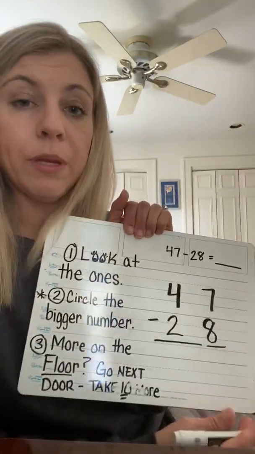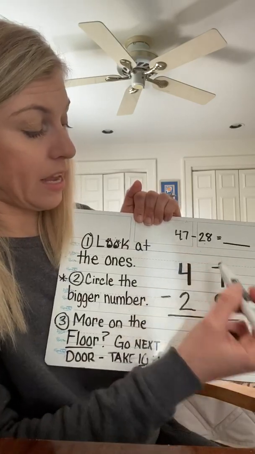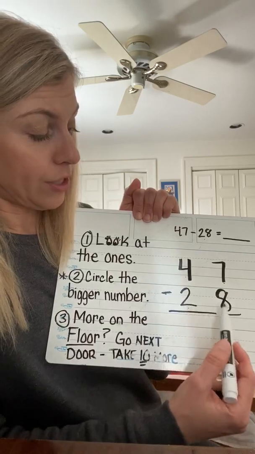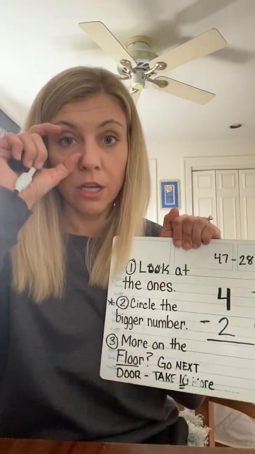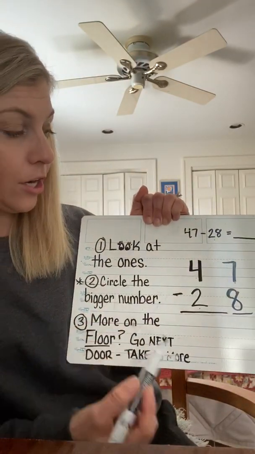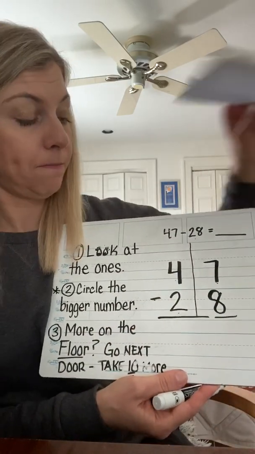Now, this one will be a little bit trickier. 47 minus 28. When I write that out, it's 47 minus 28. Okay, so we follow the steps. The first step, look at the ones. Circle the bigger number. Okay, so if we're looking at the ones, I have to circle the bigger number.